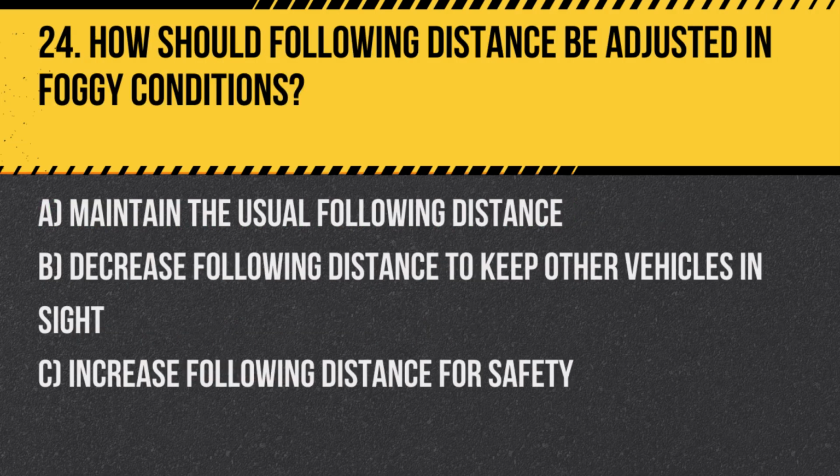Question 24. How should following distance be adjusted in foggy conditions? A. Maintain the usual following distance. B. Decrease following distance to keep other vehicles in sight. C. Increase following distance for safety.